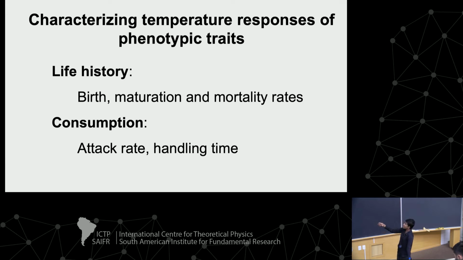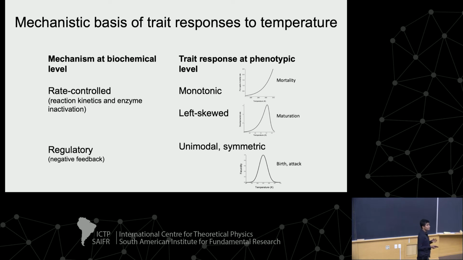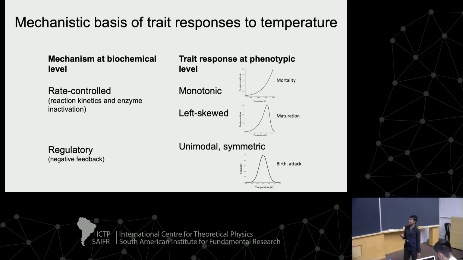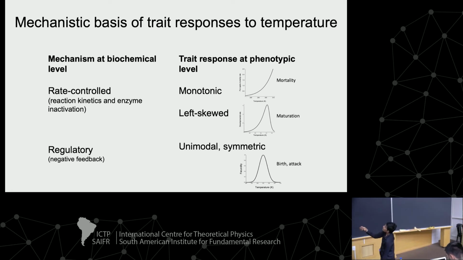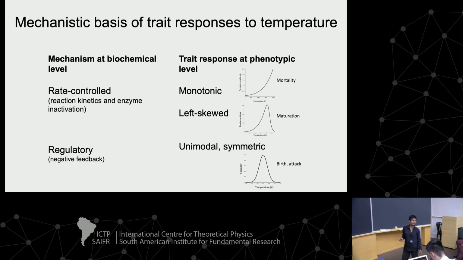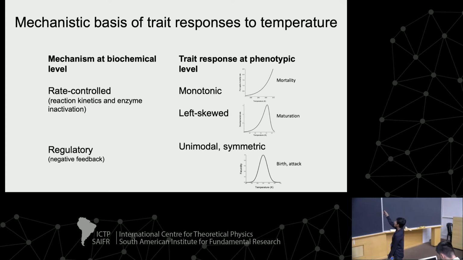Just to be clear, life history traits are like birth, maturation, mortality. Consumption traits involve things like attack rate and handling times. From thermal biology, we can identify two types of trait responses to temperature. On the one hand, we have rate control responses that are driven by temperature effects on reaction kinetics, enzyme kinetics and enzyme inactivation. That's the mechanism at the biochemical level. These give rise to trait responses at the phenotypic level that are either monotonic increasing or left skewed. Mortality and maturation are very good examples.